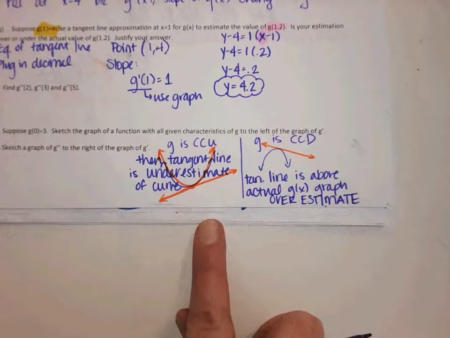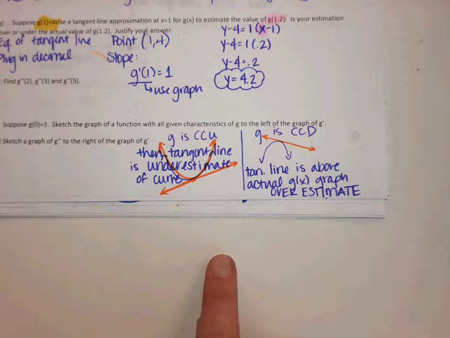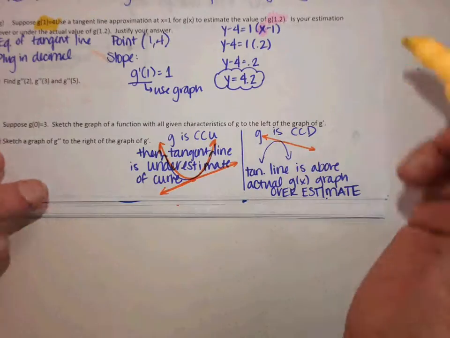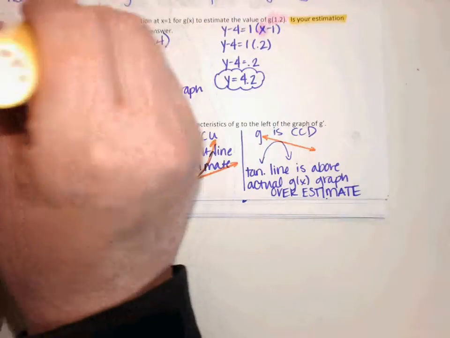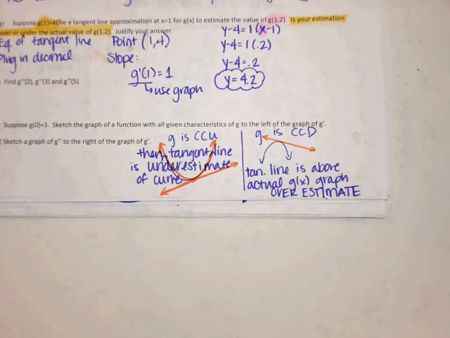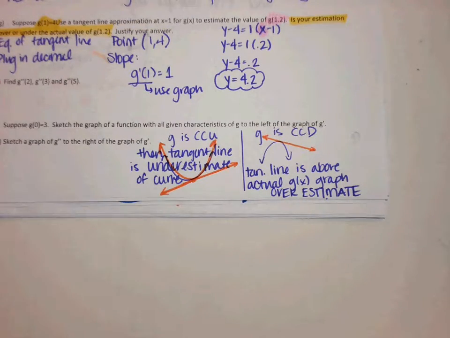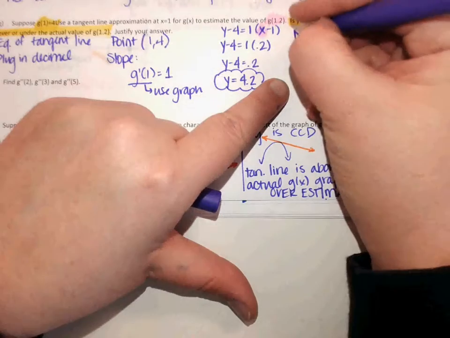Okay, so write that down. And you should have that in your notes from maybe two days ago, maybe Tuesday. But we barely covered it. So, what I need to know to finish out part G, look at the question. It says, is your estimation the tangent line over or under? I need to know concavity. So I need to know what G double prime is.